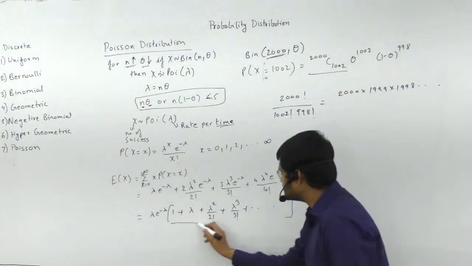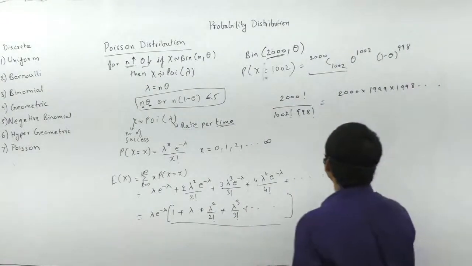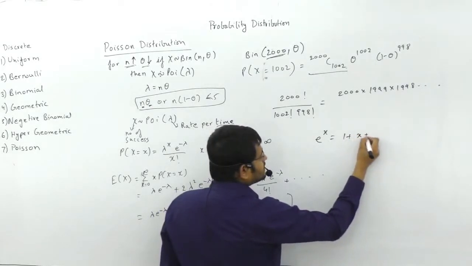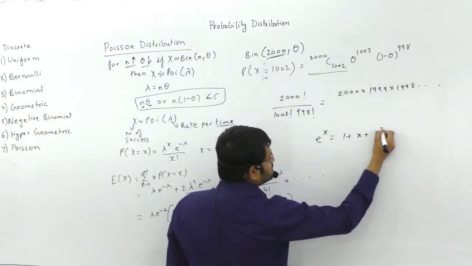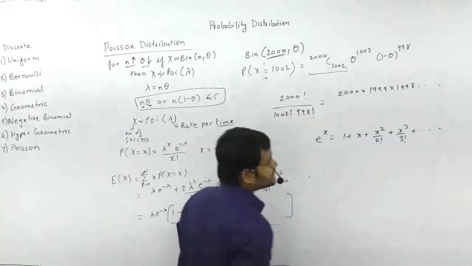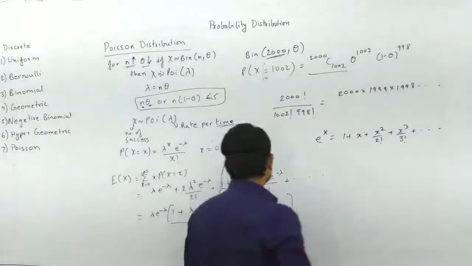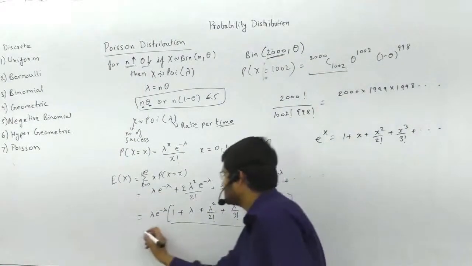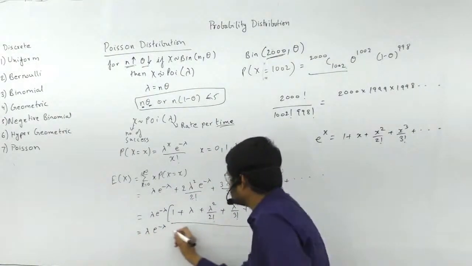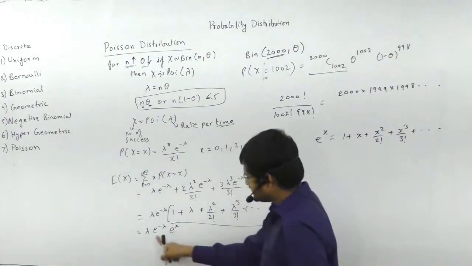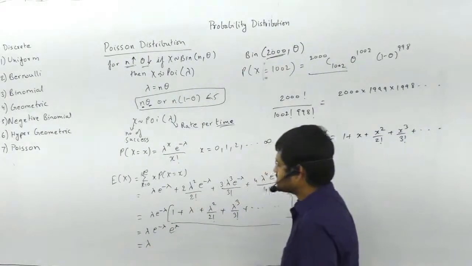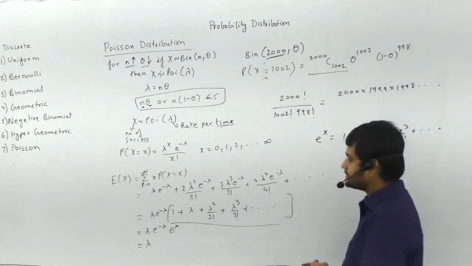Now this is a special series. This is called the exponential series, where e raised to x is nothing but 1 plus x plus x square by 2 factorial plus x cube by 3 factorial and so on till infinity. So basically this is nothing but an exponential series: we have lambda e raised to minus lambda as it is, and this will be e raised to lambda. So e raised to minus lambda and e raised to lambda will cancel out and we will be left with lambda. So the expected value of a Poisson distribution is nothing but lambda.